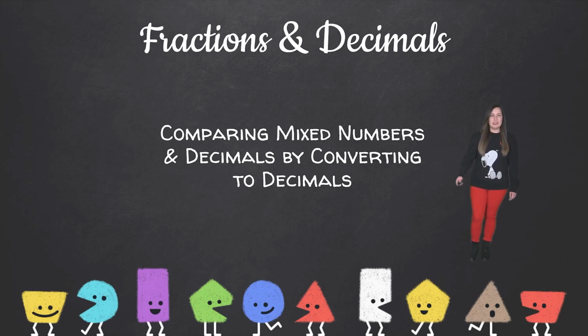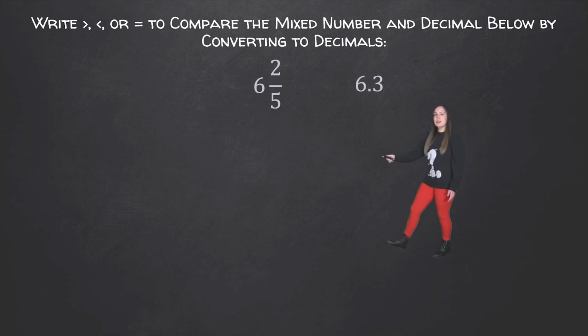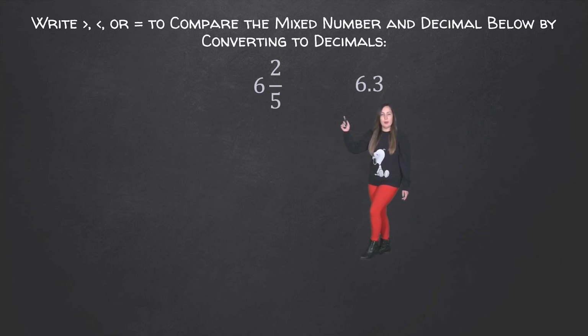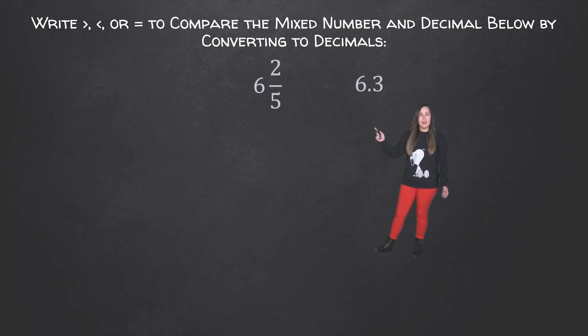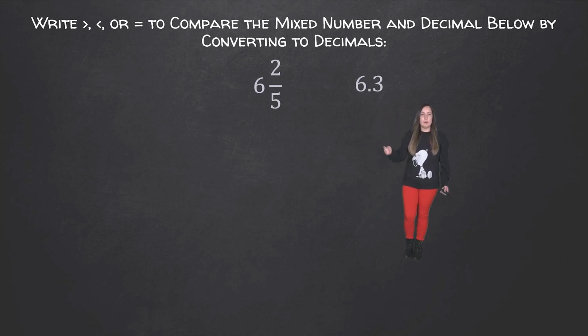Hello, mathematicians. Today we're going to be learning about fractions and decimals, more specifically about comparing mixed numbers and decimals by converting to decimals. To get us started, we have 6 and 2 over 5, and we have 6 and 3/10. Now, notice that both whole numbers are the same, which makes it difficult to compare. And one of them is a mixed number and the other is a decimal, making it even more difficult to compare.